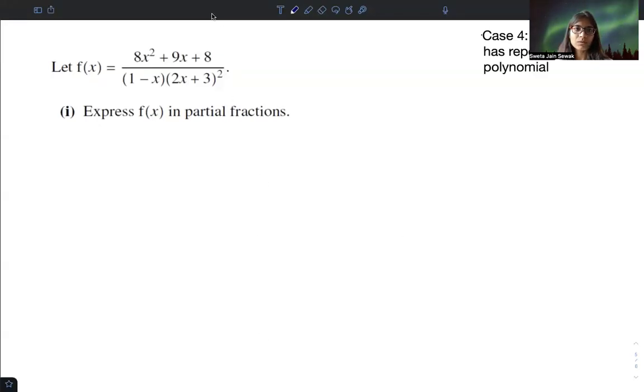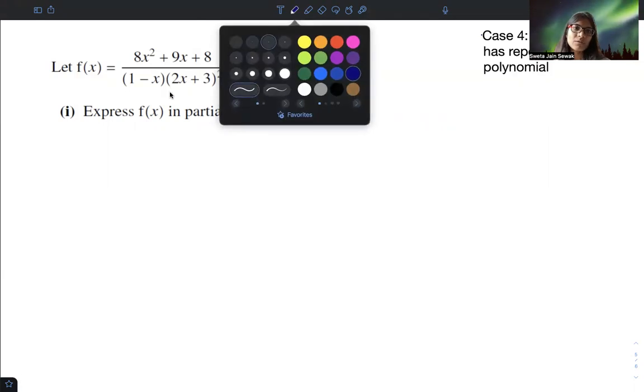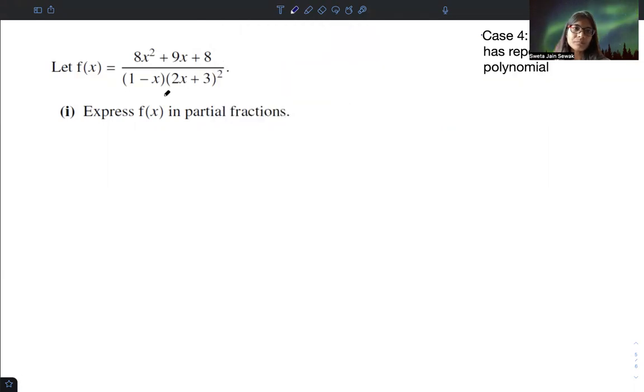Hi everyone. So this is the fifth part in our rational functions topic, and now we come to the fourth case where the denominator has a repeated polynomial. What do I mean? If you look at this denominator here, it has 2x plus 3 squared, which is repeated because 2x plus 3 squared is basically 2x plus 3 multiplied with 2x plus 3.